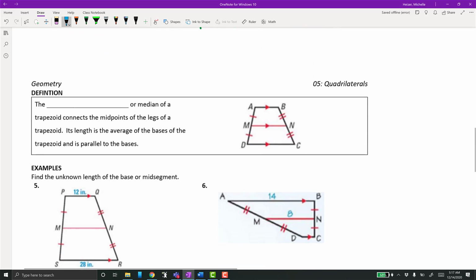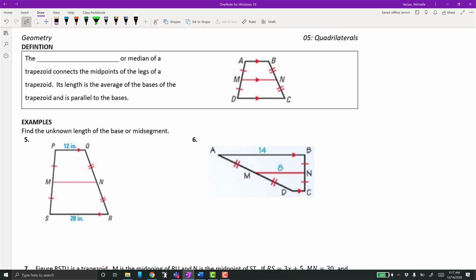So let's go on to mid-segments or medians. On trapezoids, we kind of tend to use mid-segments and medians interchangeably. So this connects the two midpoints of the legs of a trapezoid.